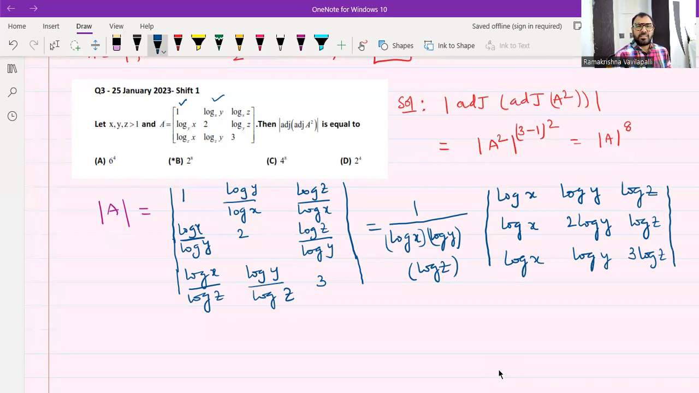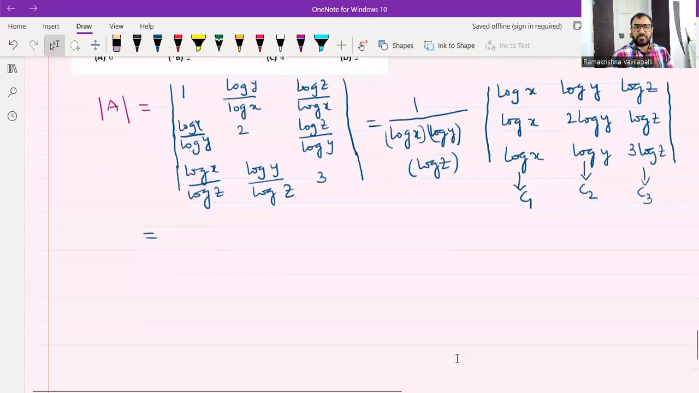Once you get this idea that log y base x can be written as log y by log x, meaning log a base b equals log a by log b with any base, this becomes very simple now. You take log x common from the first column, log y common from the second column, and log z common from the third column. So you just take them out.